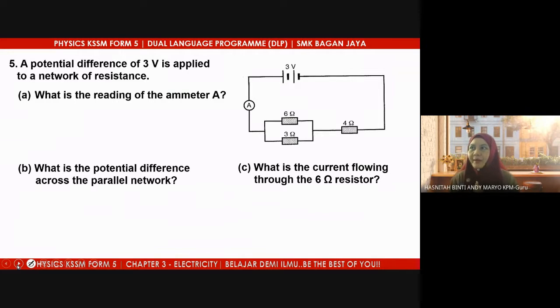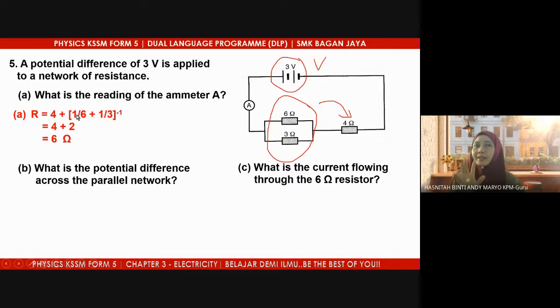Okay, in the diagram the 6 and 3 ohm resistors are in parallel, and then they are in series with the 4 ohm resistor. So you have to solve these two first to find the total or effective resistance in the circuit. This is our voltage supply by the dry cell. Okay, 0.5, wow, very fast. Okay, let us check. How to find the current?